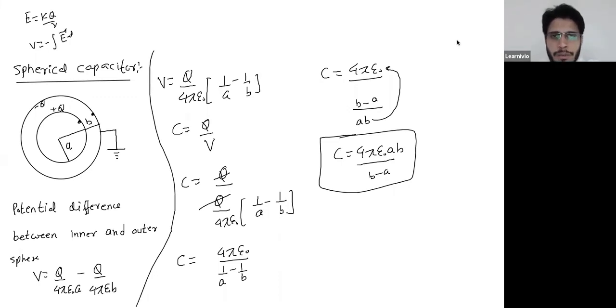Is it clear now, Padma, Froza, Joanna? So this is about the capacitance of two types of capacitors: the parallel plate capacitor and the spherical capacitor.